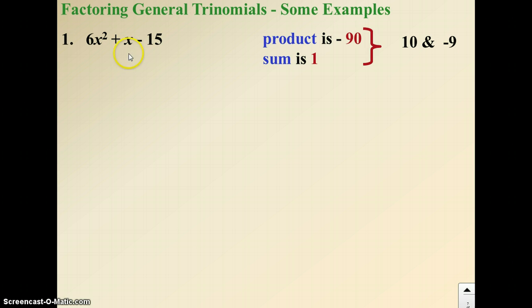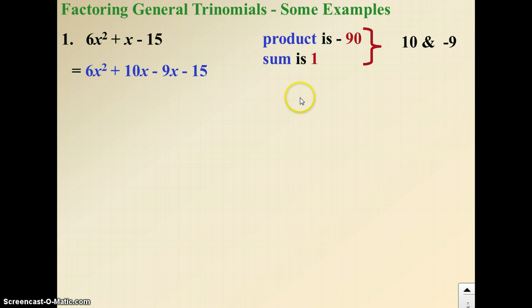And it doesn't matter which order we write these. All right? On the slide, I wrote it as 6x squared plus 10x minus 9x minus 15. But it could have been 6x squared minus 9x plus 10x. We'd still get a correct solution. So next step is to factor by grouping.